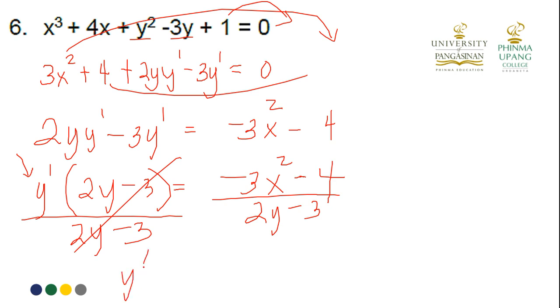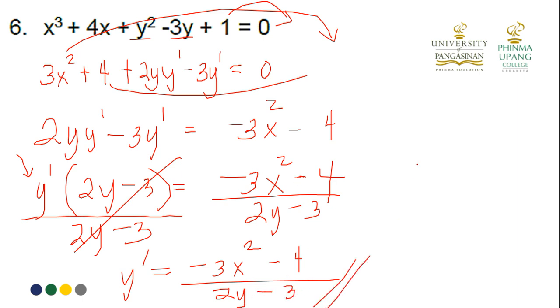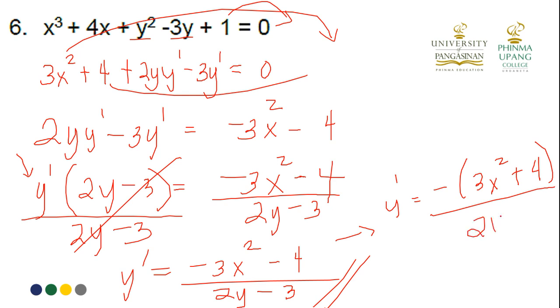Cancel na yan. Then, y prime is equivalent to negative 3x squared minus 4 all over 2y minus 3. Final answer for number 6. Pwede pa yan. Magiging y prime is equal to, parang ganun sa ginawa natin dati, negative, sa labas yung negative, 3x squared plus 4 over 2y minus 3. Yan. Pwede rin ito. That is for number 6.